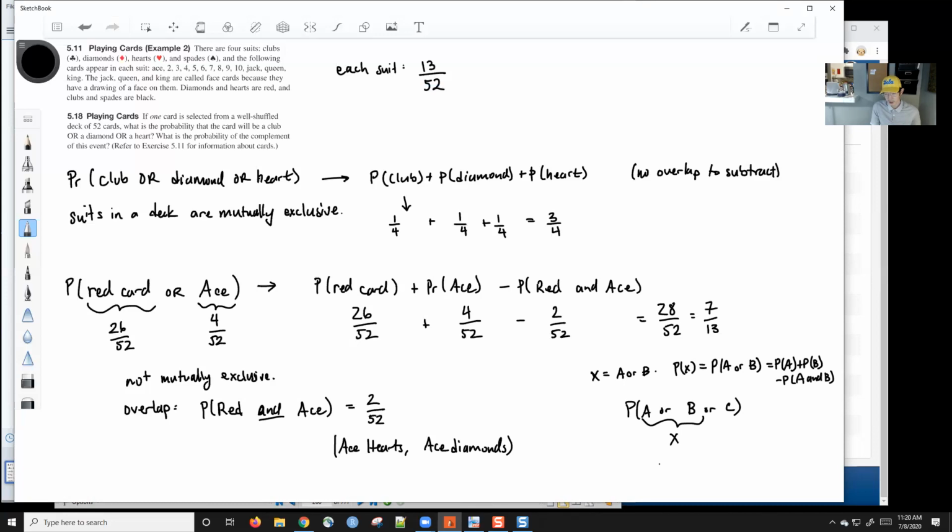Once you get that, it becomes the probability of X or C. This will be the probability of X plus the probability of C minus the probability of X and C. Depending on what it is, the probability of X and C could get hard to do, but you would just break it out into multiple steps if that's what you need to do. But anyway, don't worry about this.